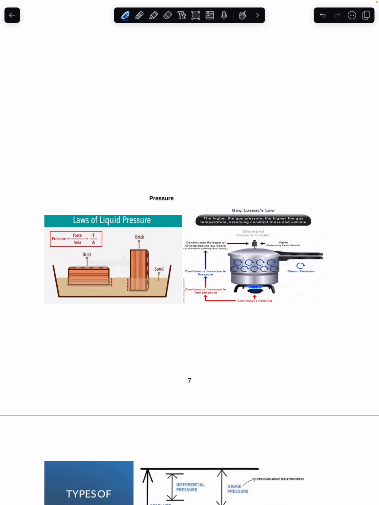So what is pressure? Pressure is equal to what? Force over area. The force is measured in Newton, area is measured in meter square. And we have a unit of what? Newton per meter square.